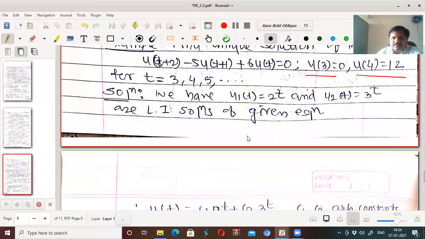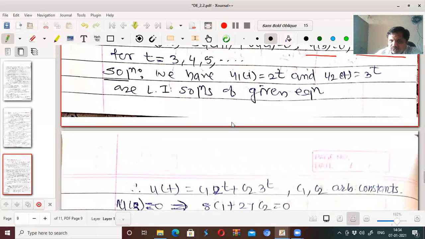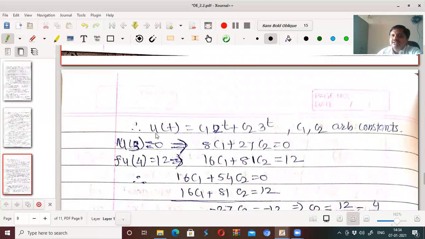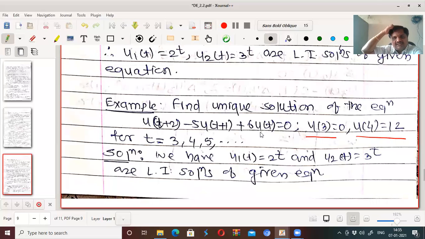Okay. Now we know that if u1t and u2t are two solutions of any difference equation, then c1 u1t plus c2 u2t is also a solution of the same equation. Hence, we can say that ut equal to c1 2 to the power t plus c2 3 to the power t, where c1 and c2 are arbitrary constants, is a general solution of the given equation.